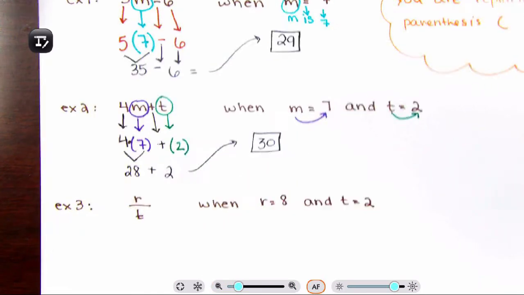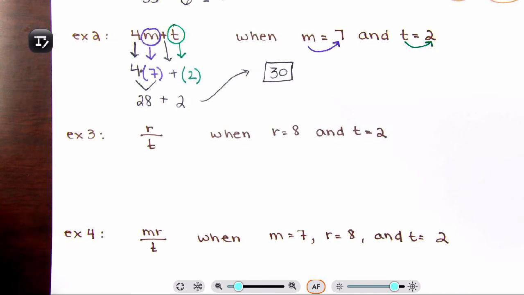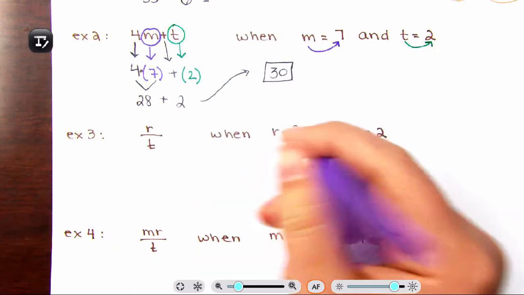Let's try another one. r divided by t. Same thing. All we're going to do is replace r with 8.